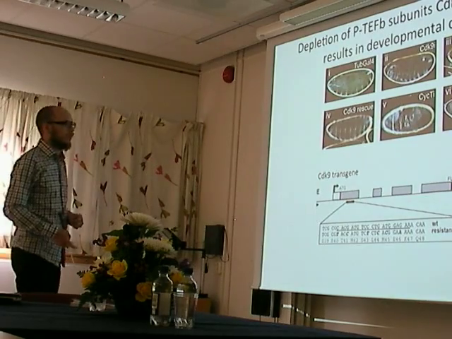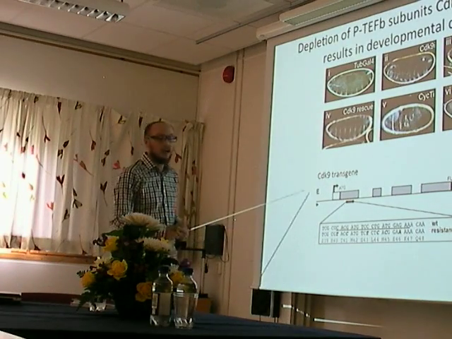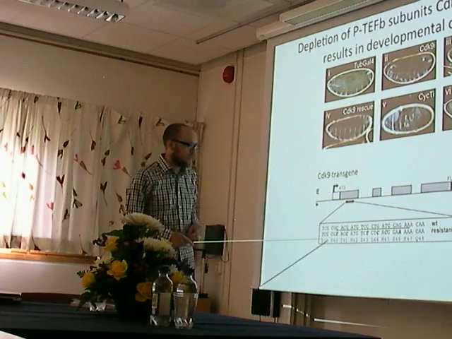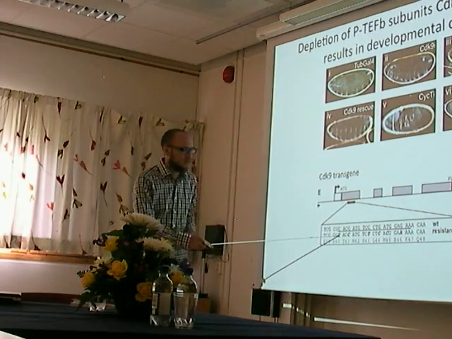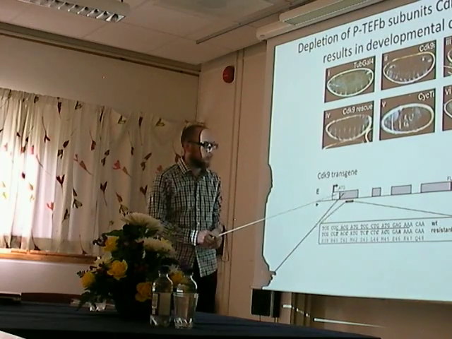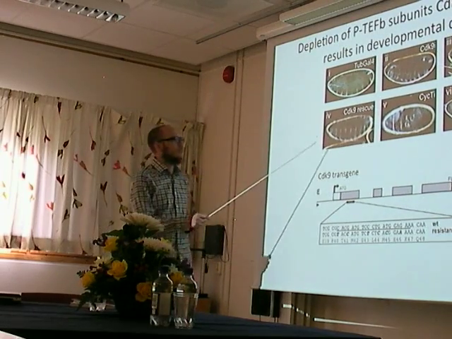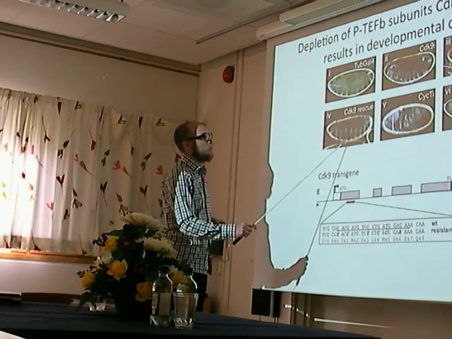Next, we could rescue this phenotype by introducing back a CDK9 transgene. This transgene contains a microRNA-resistant sequence sitting in this exon. By doing that, we can rescue the P-TEFb phenotype.